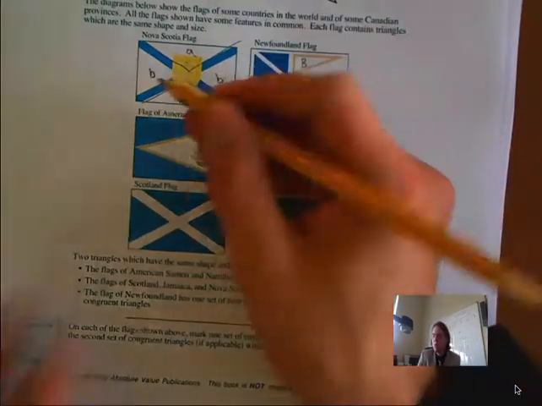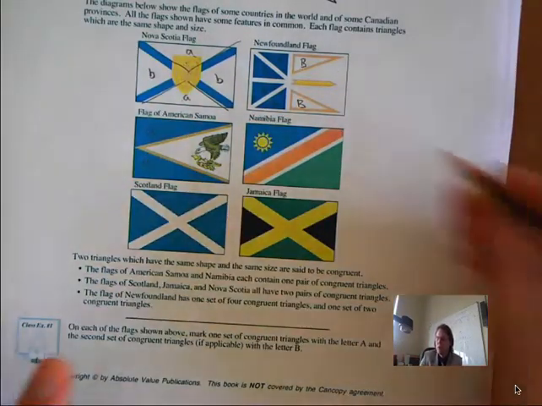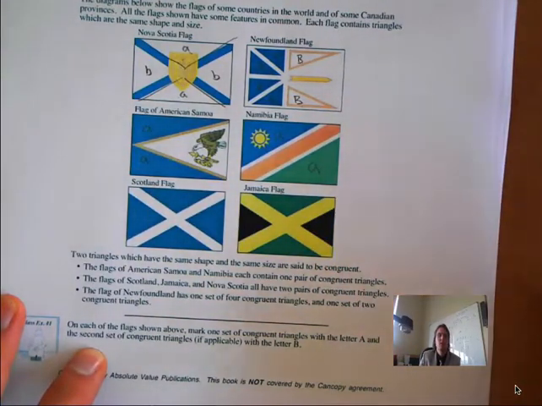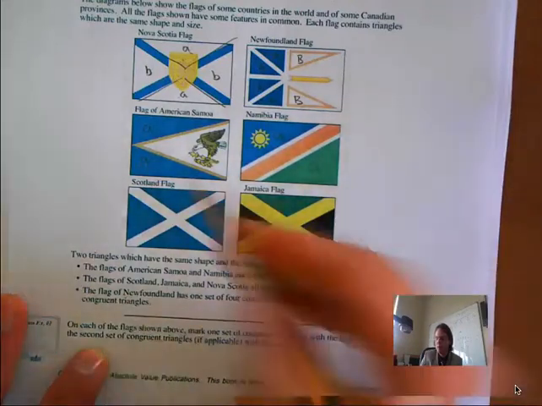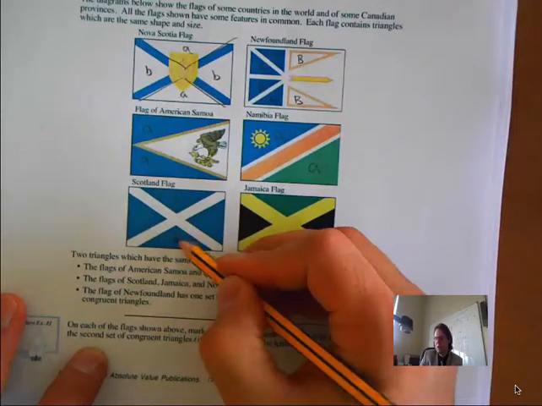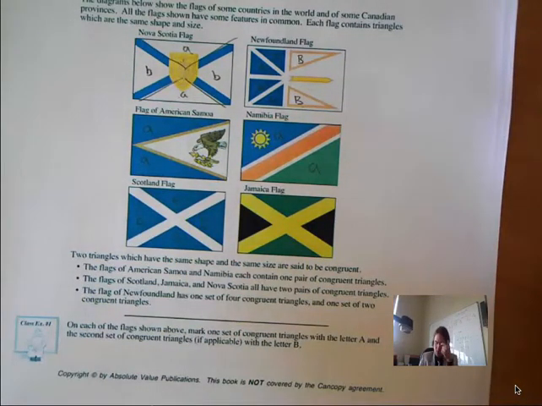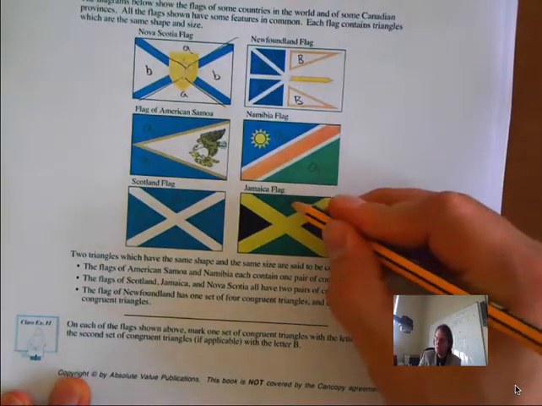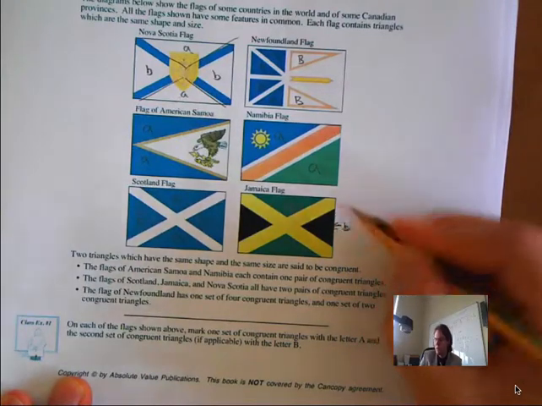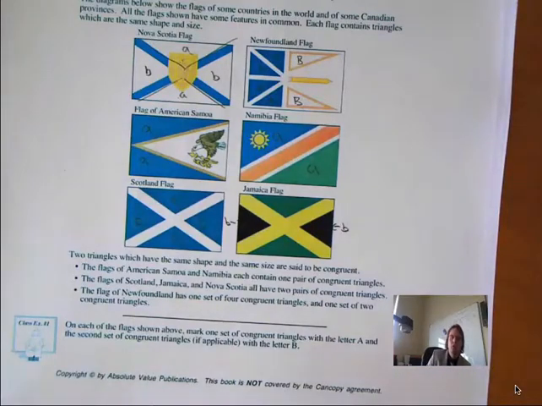So, the flag of American Samoa, we have A and A. And that is all that's congruent. Same with the Namibia flag. There's only this one and this one that's congruent. Now if I look at the Scotland flag, I have this here, and then that's one set of congruent triangles. My next set is here and here. Now the Jamaican flag we have right here and here. And then we also have here and here. Okay, just put arrows pointing into it.